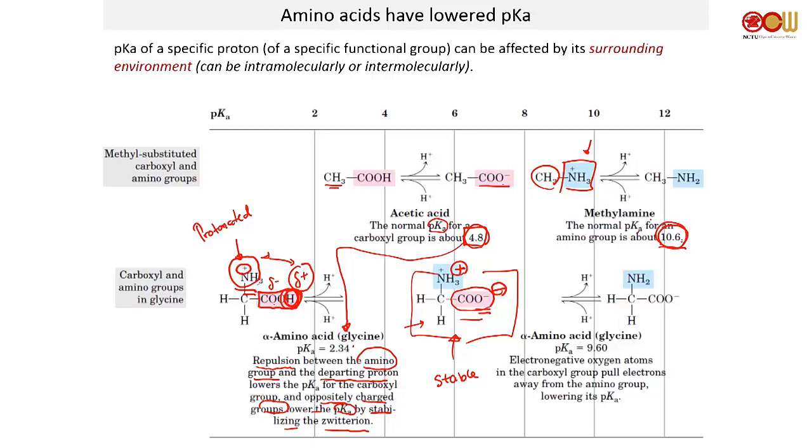This one is 10.6. But the pKa for the amino group of the protonated amino acid is 9.6. So it's lowered. It also becomes easier to pull off. It turns out the electronegative oxygen atoms in the carboxyl group pull electrons away from the amino group, and that lowers the pKa.